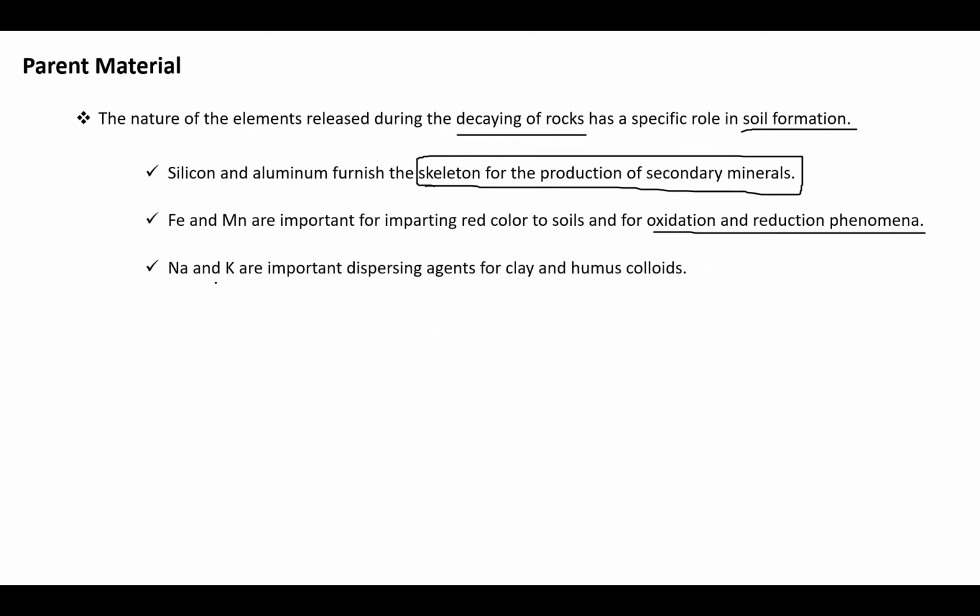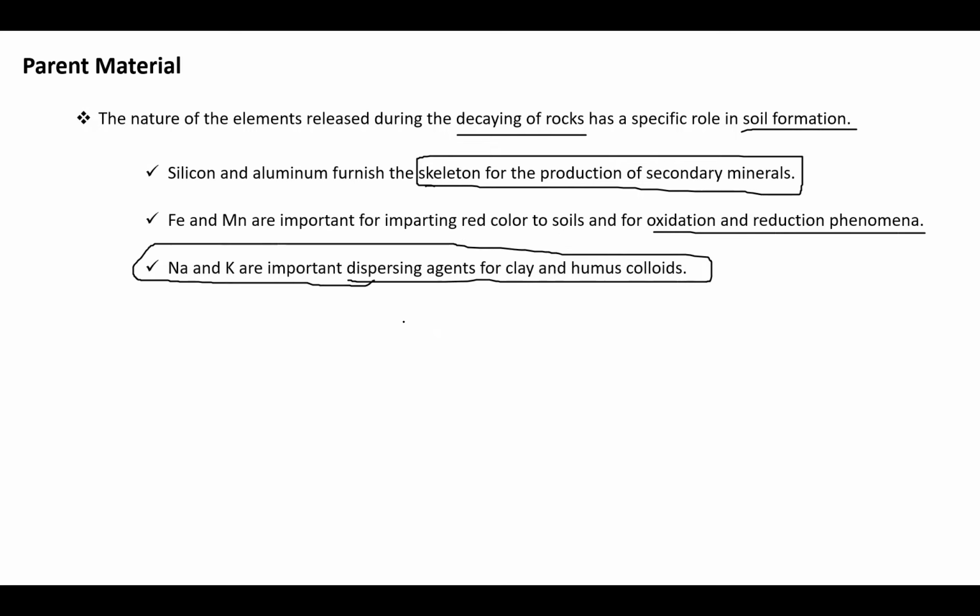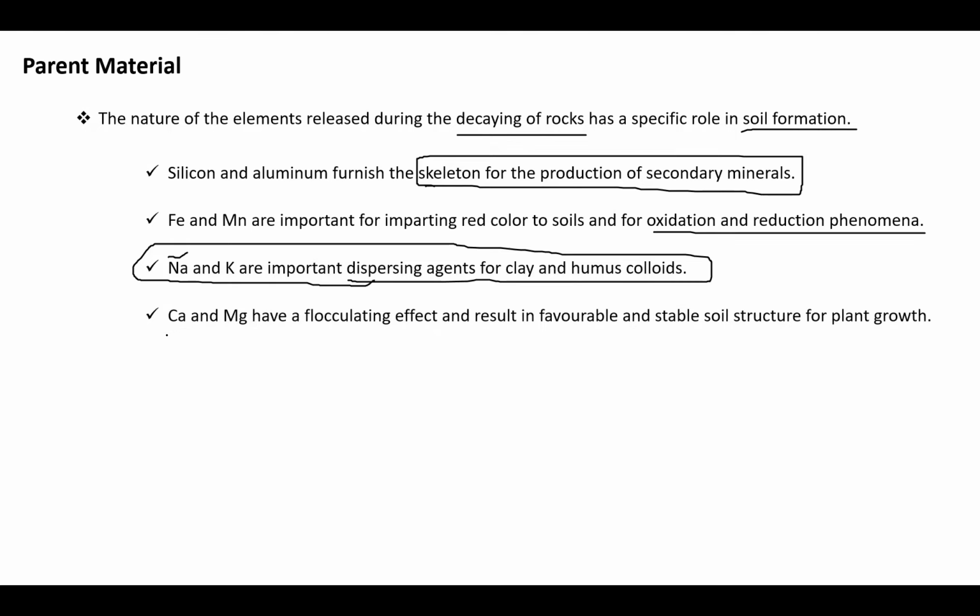Followed by sodium and potassium, which are important as dispersing agents for clay and humus colloids. Remember this point. Sodium and potassium are considered dispersing agents, but sodium has the more predominant role. That's why in texture analysis we add sodium hexametaphosphate for dispersing the soil particles. Another important point: calcium and magnesium, quite opposite to the above, have a flocculating effect, resulting in a favorable and stable soil structure for plant growth.